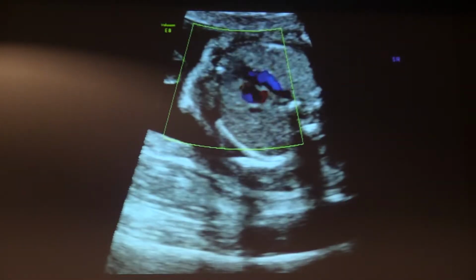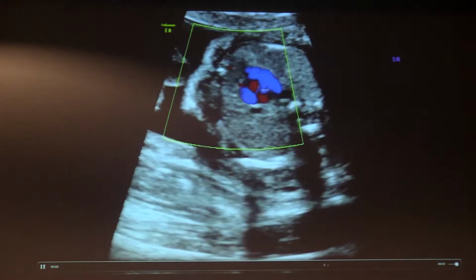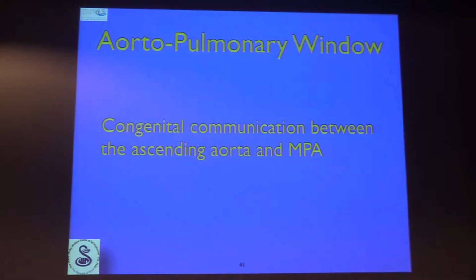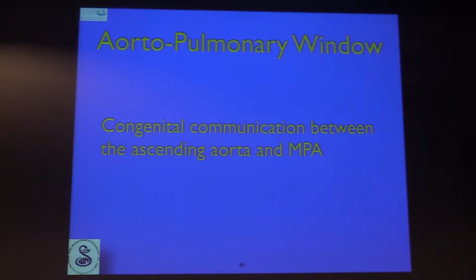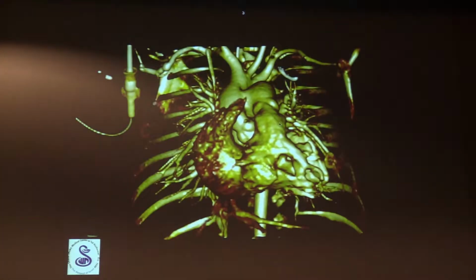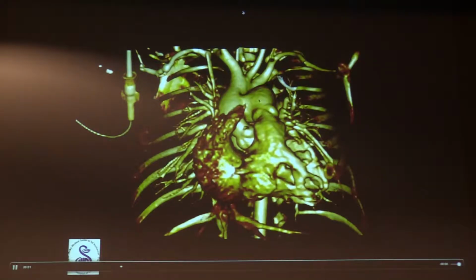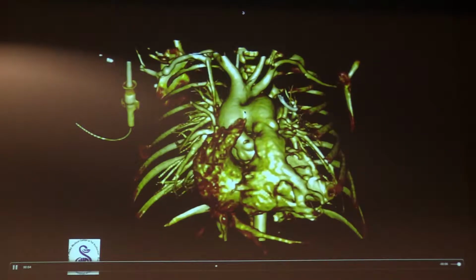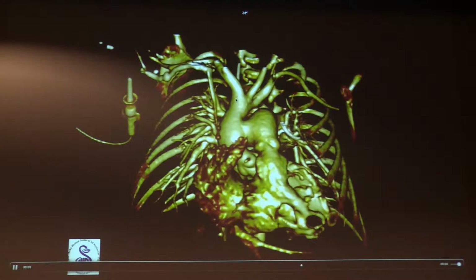Another example showing us communication between the aorta and the pulmonic here. And the diagnosis is the aortopulmonary window, which is a congenital communication between the ascending aorta and the MPA. This is the chart showing the AP window. So you can see this is normal, and this is the communication between the aorta and the pulmonic. This is the pulmonic, this is the aorta. And this is in volume rendering, you can see here, this is the pulmonary artery, this is the communication here, this is the aorta here.